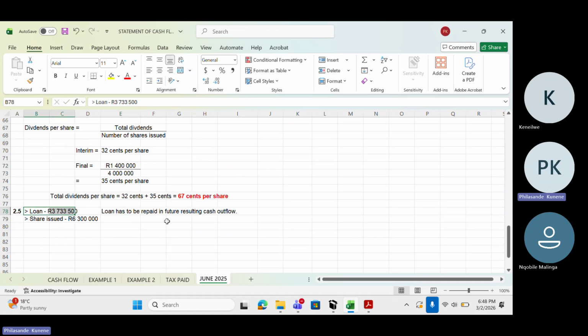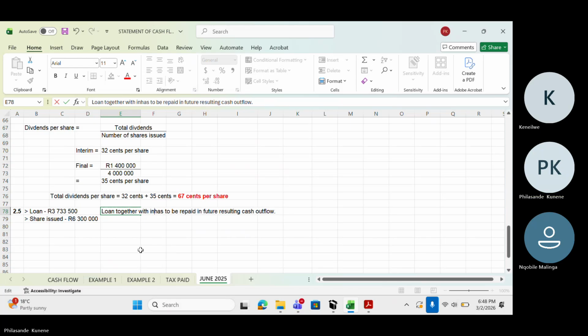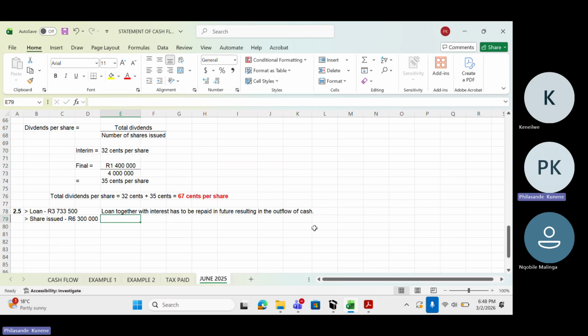There must be interest paid. Obviously, on the cash flow statement, we also have interest paid. So loan together with interest has to be repaid in future, resulting in the outflow of cash. You can say it like this, okay?